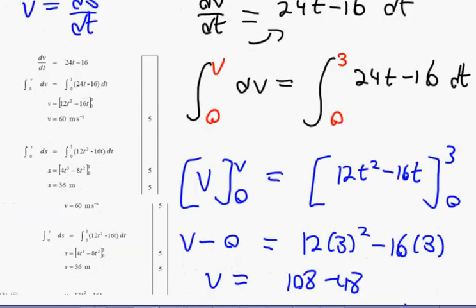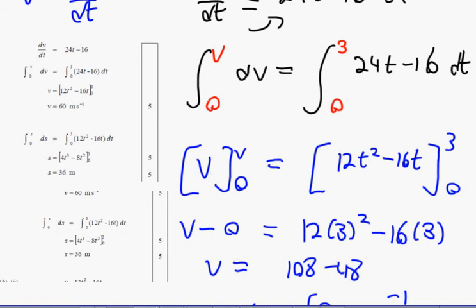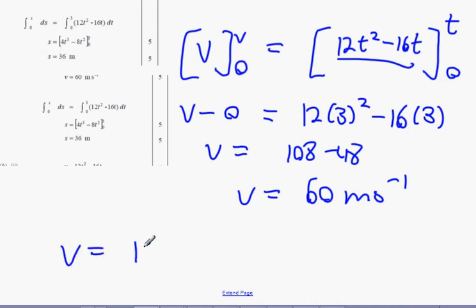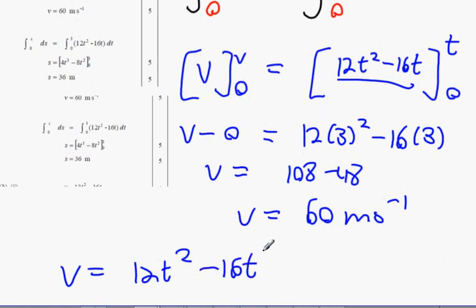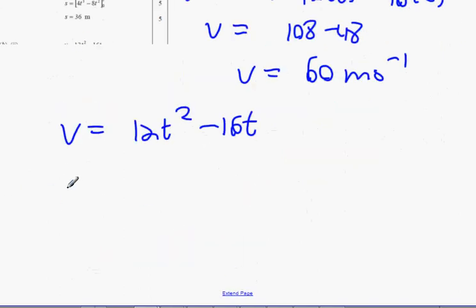Now we integrated this here, but if we didn't use 3, and instead of 3 we used t, what we would have found out then was that v equals what's in this integral here. So v equals 12t squared minus 16t. And we know v is defined as ds/dt. And the ds/dt therefore is 12t squared minus 16t.